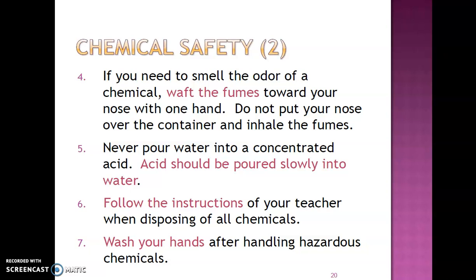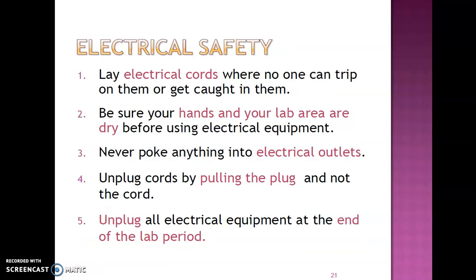Wash your hands after handling hazardous chemicals. Finish for part 2.